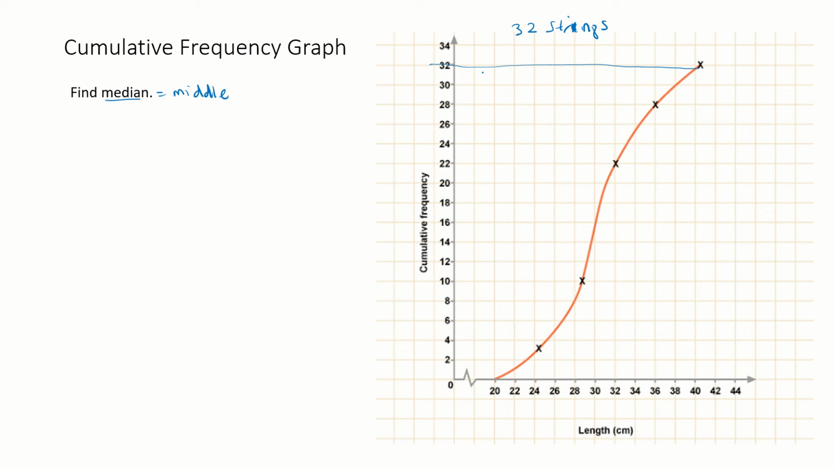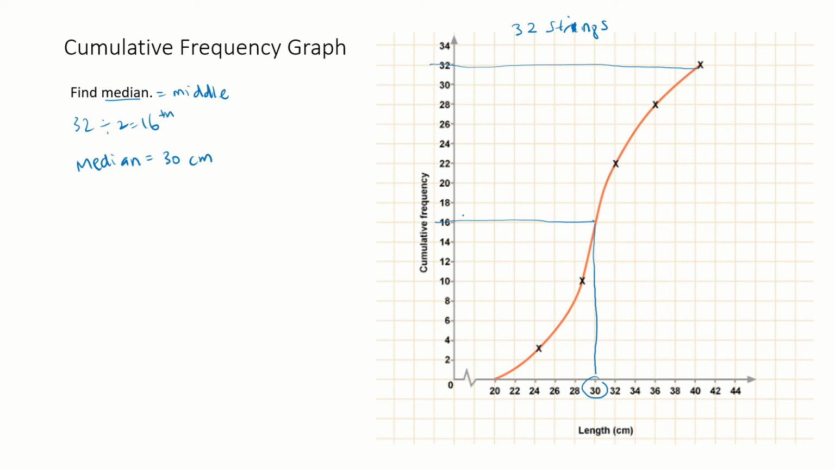Out of this 32 strings, we need to find the middle string and find what the length of that middle string is. So the middle of 32 is 16. 32 divided by 2, 16. So we want to find the middle, the 16th item. So we're going to find here. So we draw a line, and then we go down to the horizontal axis. So it seems like the middle string has a length of 30 centimeters.